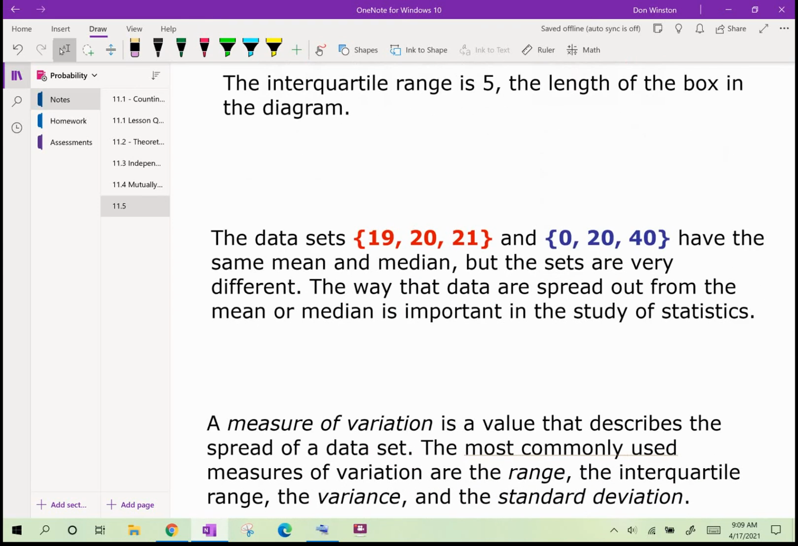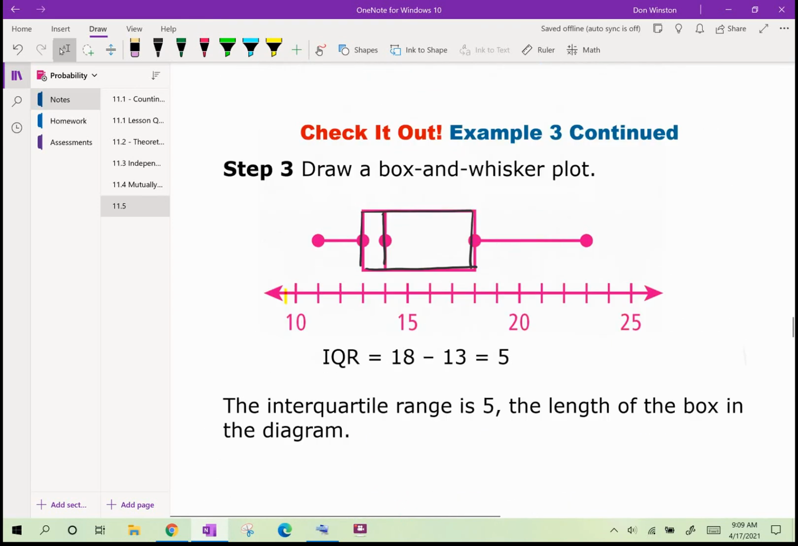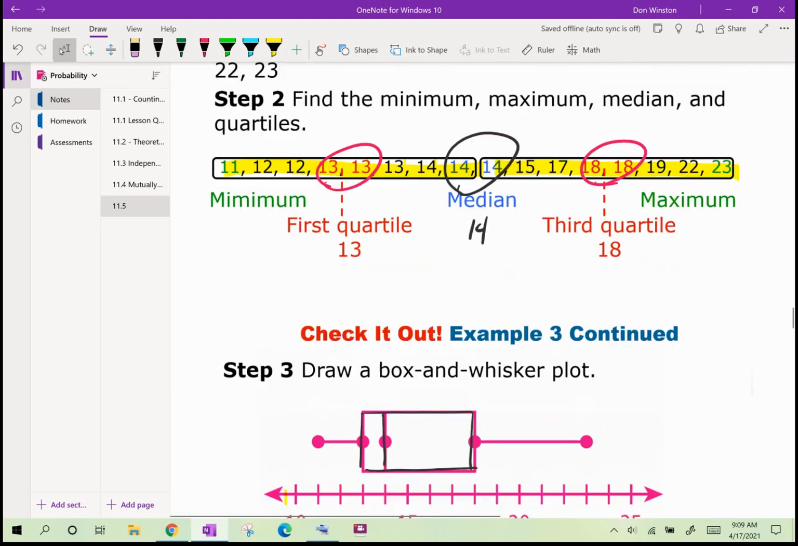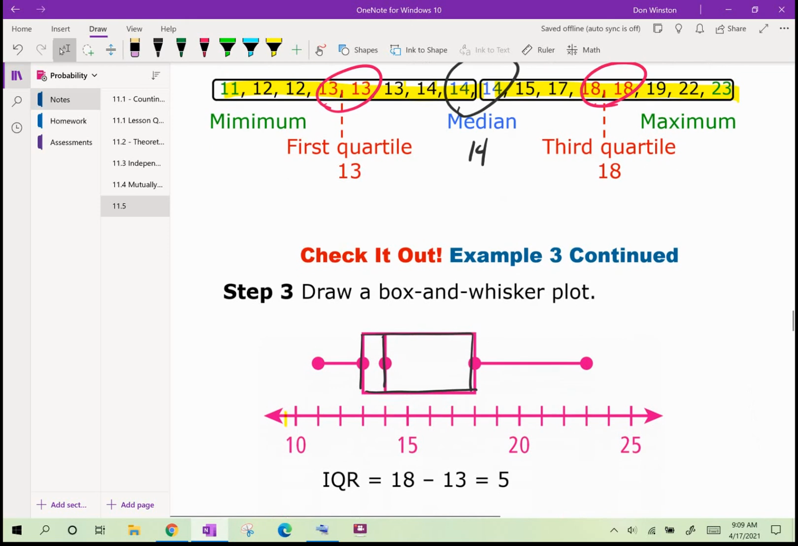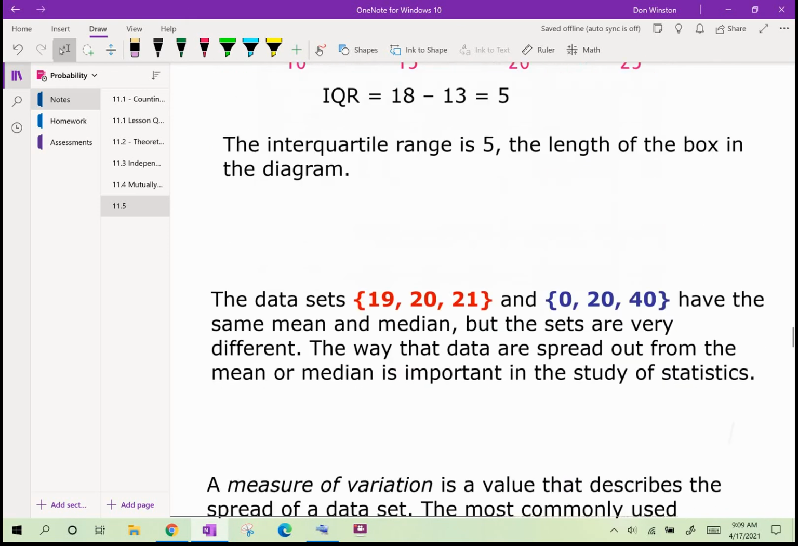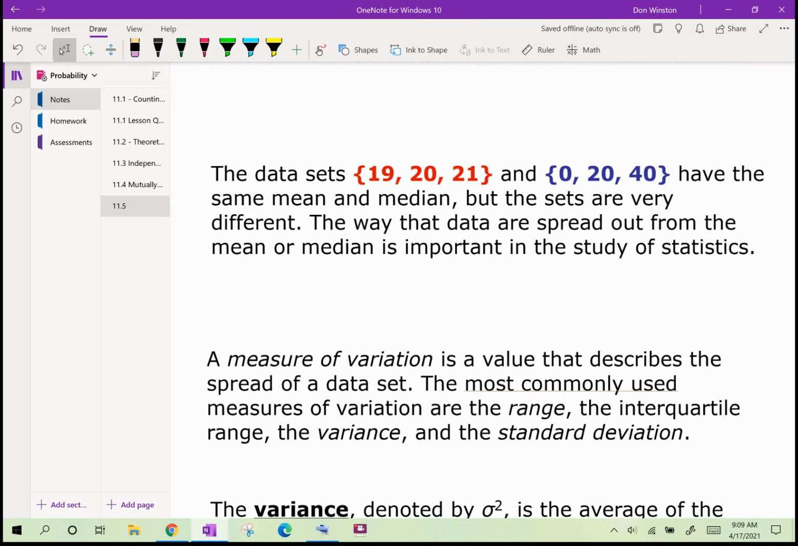Okay, so now things you've done before. I'm sure you have made box and whisker plots before. Everything we've done so far, you have done many times. Now we're going to introduce things that you haven't done before. Let's take a look at this.